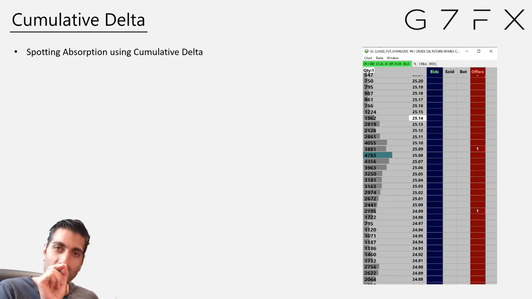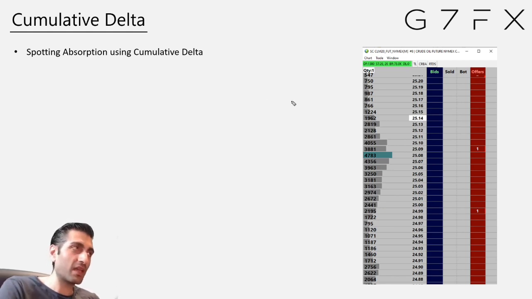Looking for absorption at one time just makes no sense, okay? I don't need to explain this to you, and cumulative delta is much more aligned, as I'm going to show you. And the best way to do that, and I've shown you examples already, is to think about what exactly absorption is.